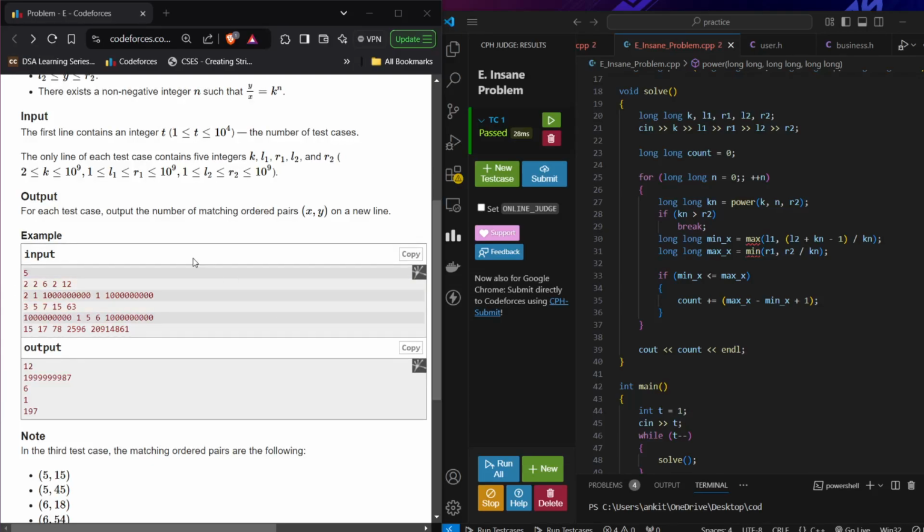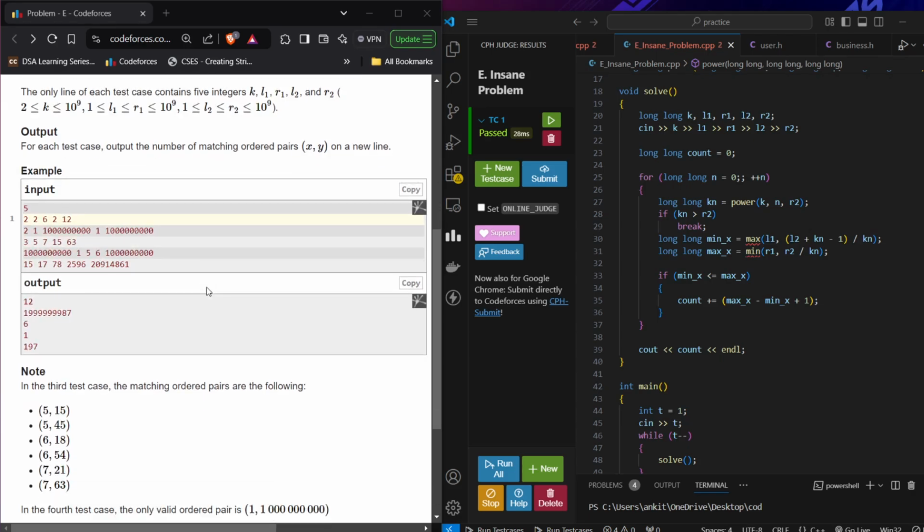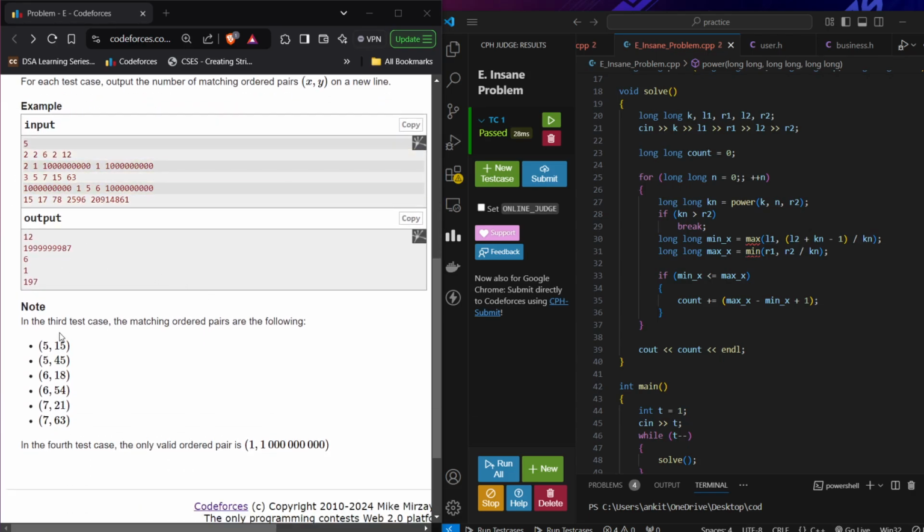Now next, they have given the examples. If we see example 3 that they have explained, x will range from 5 to 7. So we'll check every element from L1 to R1, that is 5, 6 and 7, and similarly y will range from 15 to 63. So if we see, 15 divided by 5 is 3, 45 divided by 5 is 9, and 3 is 3 to the power 1, 9 is 3 to the power 2. Similarly for 6, 6 times 3 is 18, 6 times 9 is 54. Similarly 7 times 3 is 21, 7 times 9 is 63.